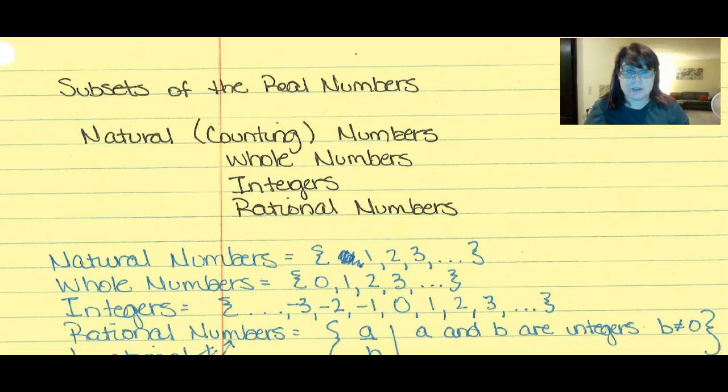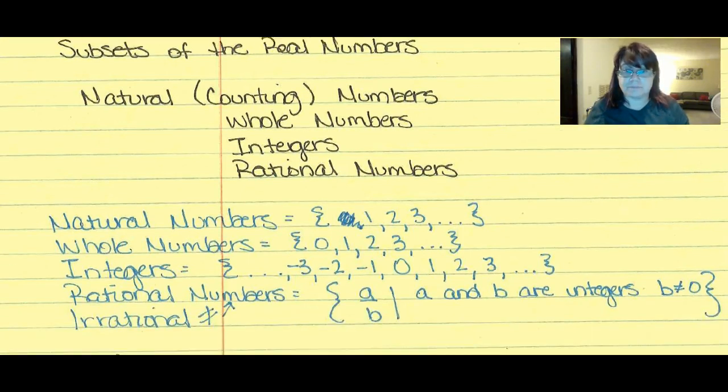The rational numbers are any number that you can write as A over B, where A and B are integers, and B does not equal 0. Not allowed a 0 in the denominator, then it's a rational number. And here's the cool part. Irrationals are all the other numbers. If it's not a rational number, it's an irrational number.